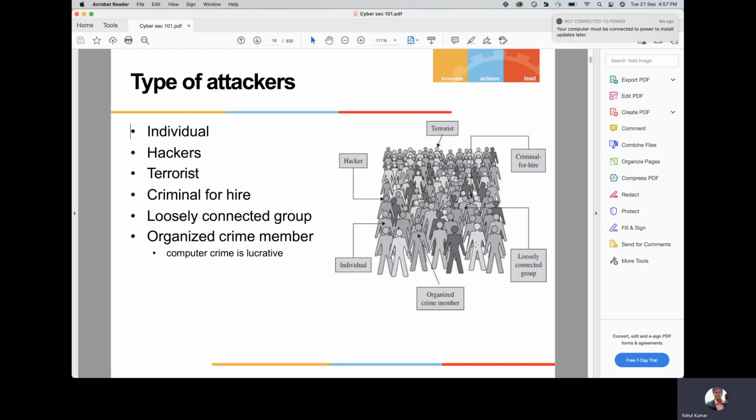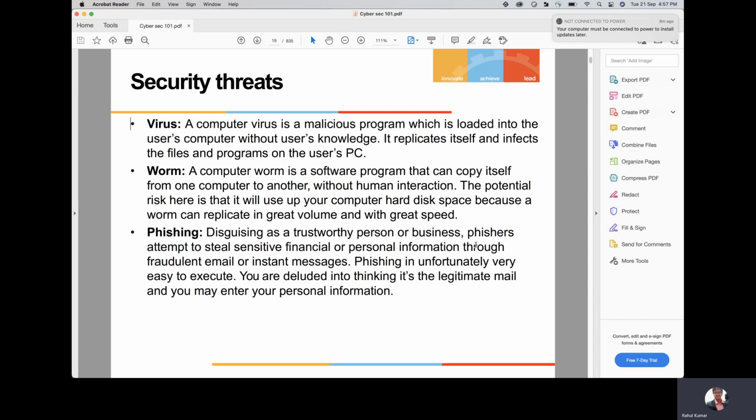Types of attackers can be an individual, hacker, terrorist, criminal for hire, loosely connected group, or organized crime group. Moving on. This is not an exam important thing to learn, but yes. So we have come to the end of our first lecture. Let's talk about security threats in the next class.